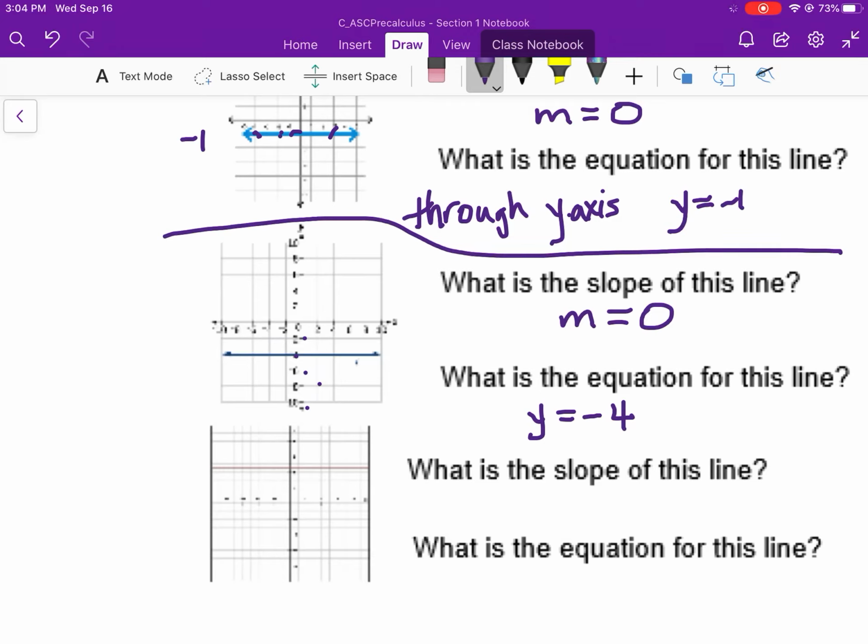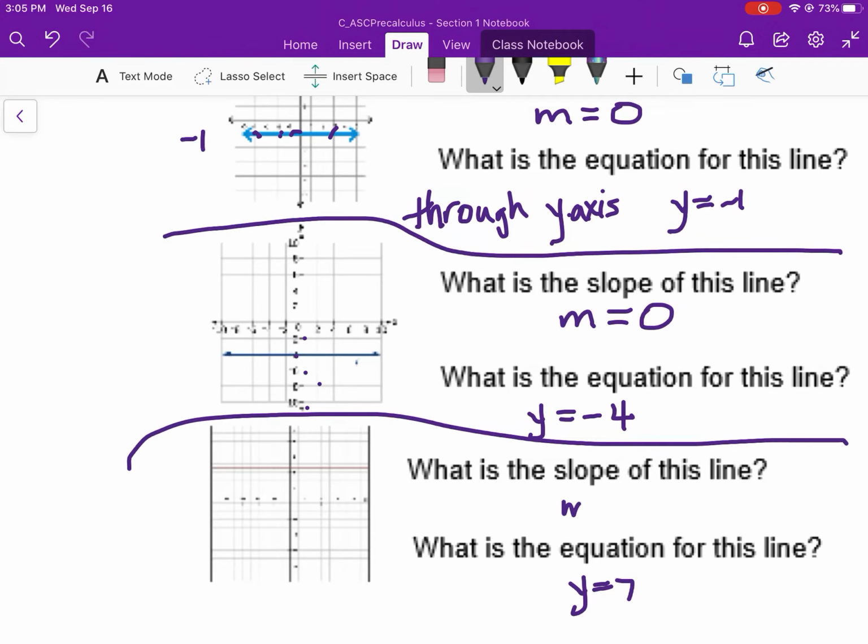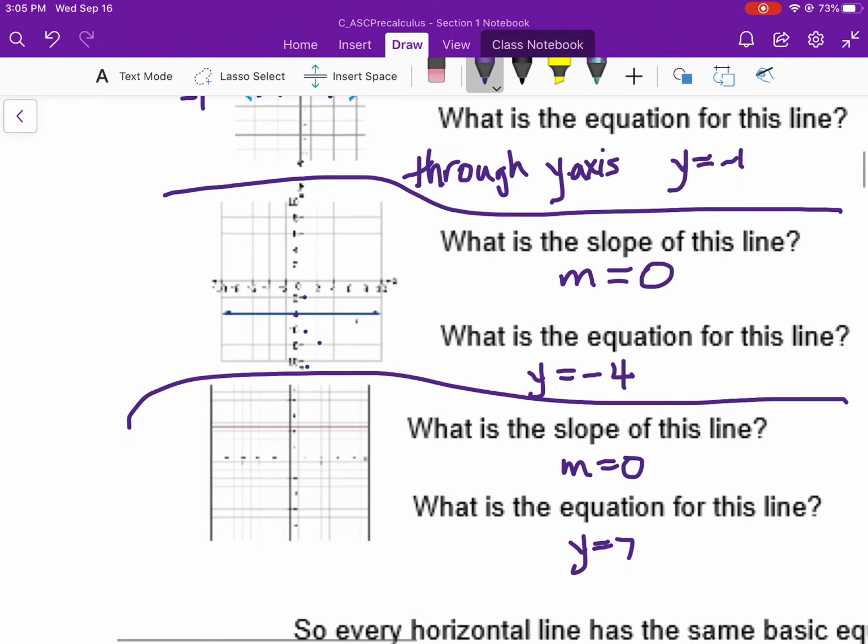It goes through the y-axis. Don't think about which one it's parallel to. Think about which one it goes through. It goes through the y-axis. Okay, and then this slope, you can make up whatever number you want to. I think it's supposed to be 7. Y equals 7. That line right there is the equation. Oops, I put that in the wrong spot. So y equals 7 is the equation, and of course the slope is 0.